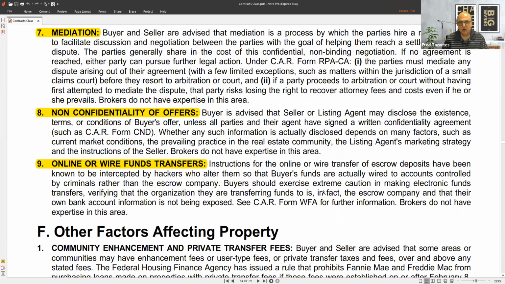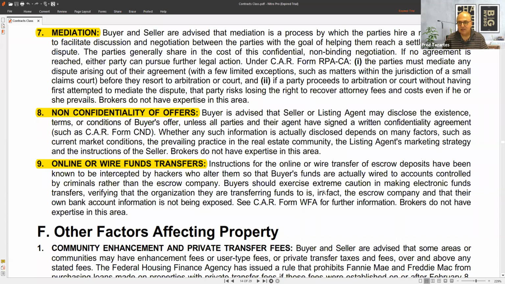Online and wire fraud fund transfers. This is a big issue. Okay, there's a lot of wire fraud going on. We do not deal with wire transfers. We never want to know the instructions. We never want to see the email about it. Just let your clients know, both buyer or seller, it happens on both sides, that if they get instructions, they need to call the escrow department that they're working with, not the phone number on the email or however they got it, but the escrow department that they know, and confirm that this is legitimate instructions and confirm the numbers.